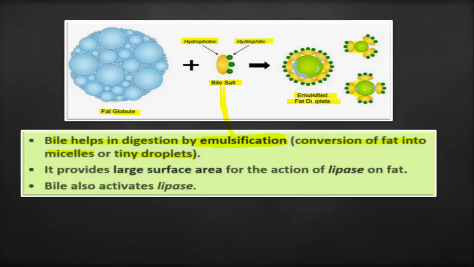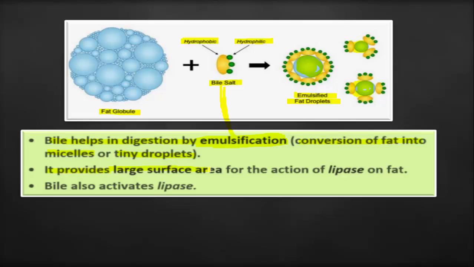Then the question is, what is the significance of emulsification? Before studying the digestion of fat, you have studied the digestion of carbohydrates and proteins, but in those digestion processes there is no process like emulsification. Only inactive forms of the enzymes are converted into active forms with the help of HCl as well as enterokinase and trypsin. But why is emulsification necessary for the digestion of fat? Here is the answer.